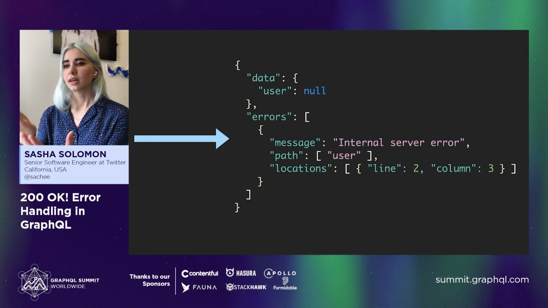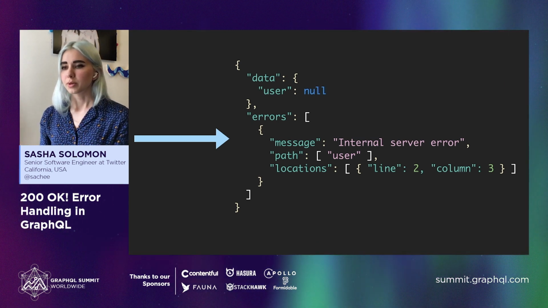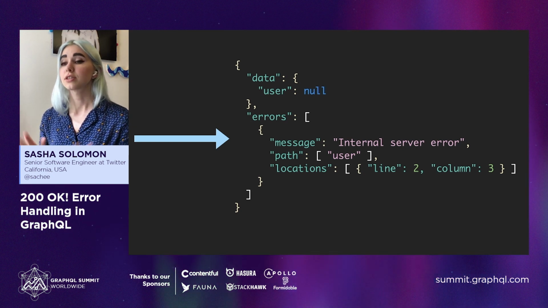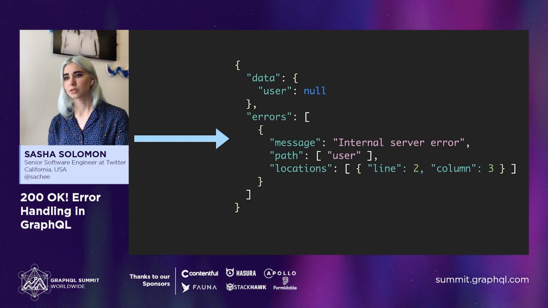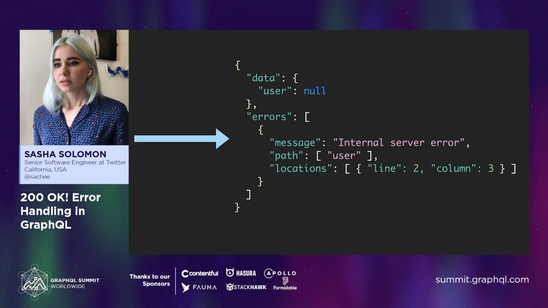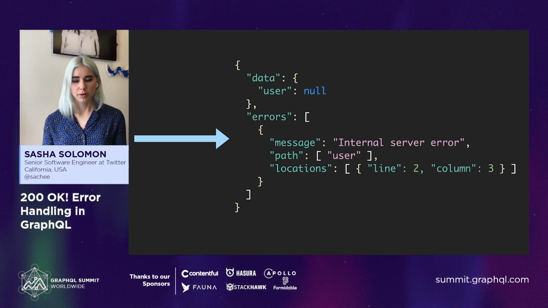And cool. So now we get what we saw before back. We got data user null, and then we have an internal server error, path user, and we have our location line and column stuff. So okay, you might be like, what about these fatal errors?